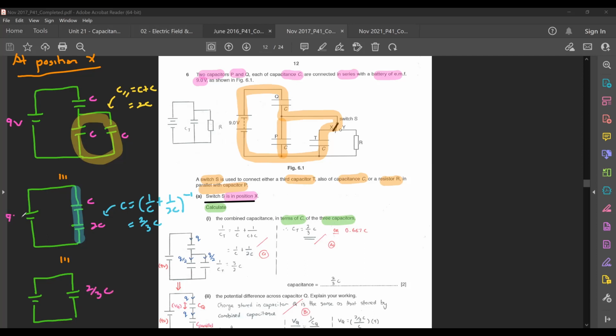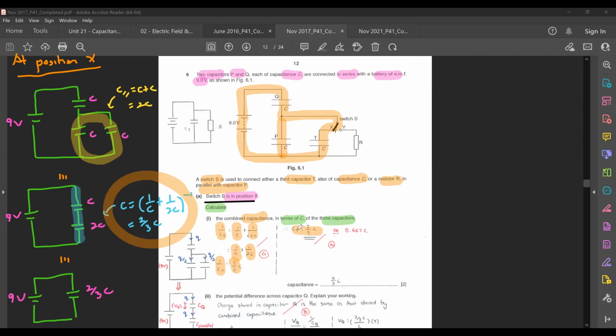Okay, so this one is still 9 volts. This one is still 9 volts. Okay, so this is really simplified to the max. Now, here you are trying to find out the combined capacitance in terms of, say, the 3 capacitors. You can actually just say that is basically based on this working. Okay, 1 over CT is equals to 1 over C plus 1 over 2C. Eventually, your CT will be 2 over 3C.